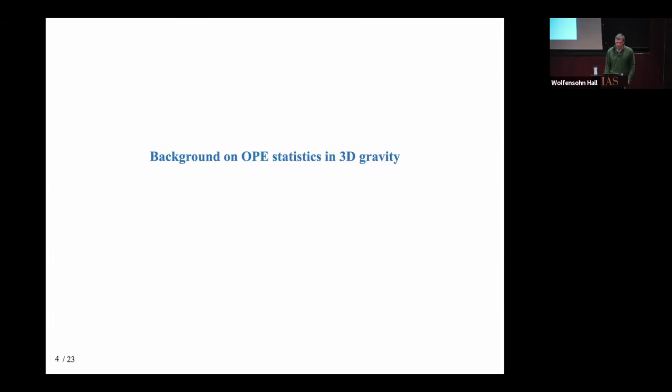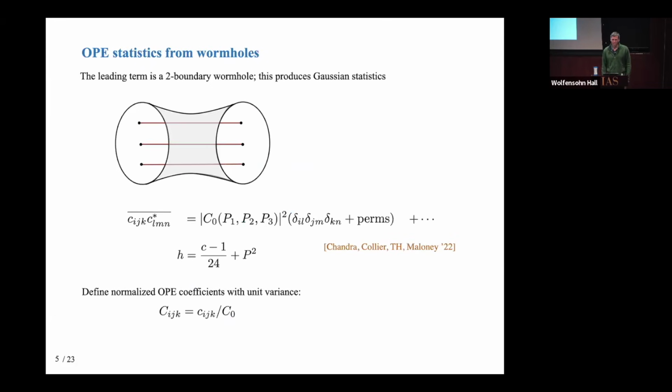Before we get to the main ideas, I want to cover a little bit more background on OPE statistics in 3D gravity. The OPE statistics are calculated by spacetime wormholes. The leading term is a 2-boundary wormhole called the C0 wormhole. This is a special case of the Maldacena-Maoz wormhole studied long ago.